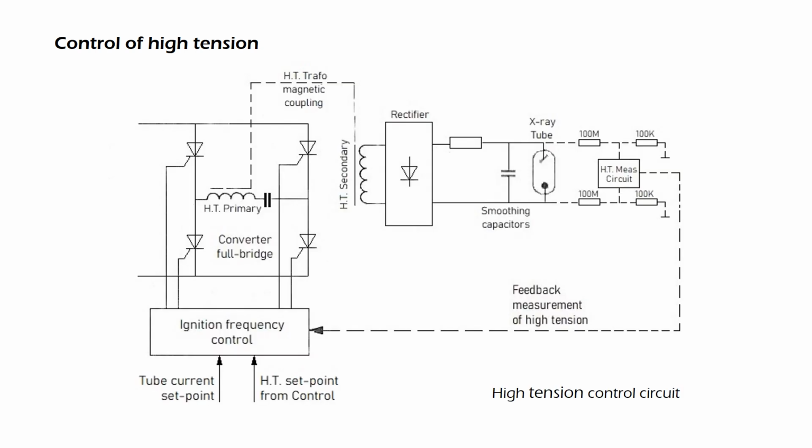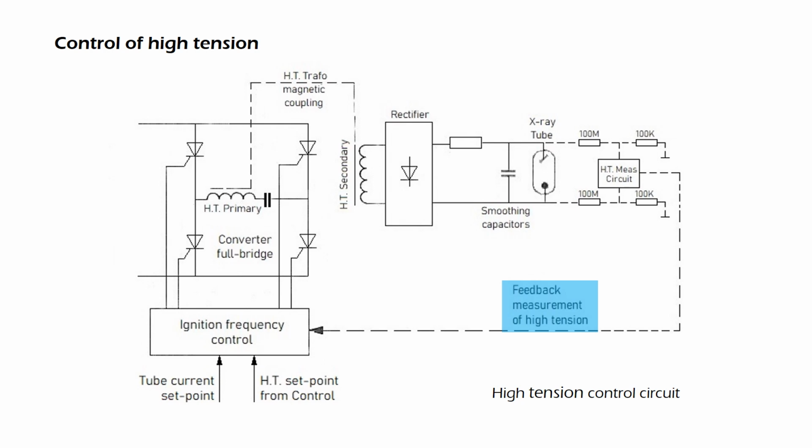Before we get into the description of the generator control circuits, let us start with an overview of control of high tension in particular. Control of high tension. So far, the converter circuit was presented only as an open-loop control. If a feedback system of the actual output value is integrated in the system to control the output to a set value, you obtain a closed control loop. The illustration shows a converter full bridge with HT transformer, rectifier, smoothing capacitors and X-ray tube.